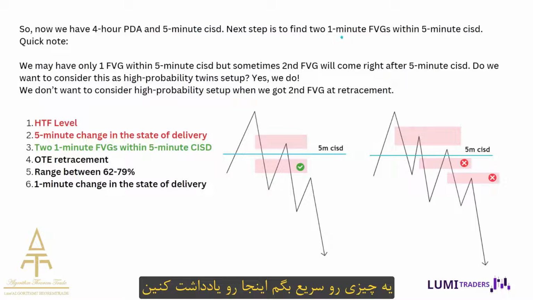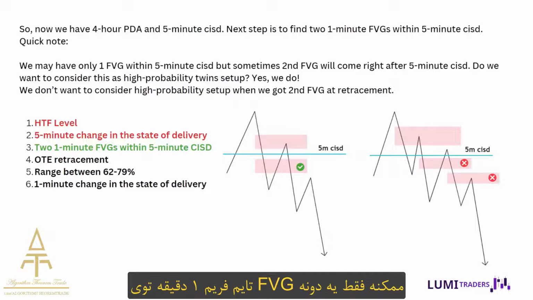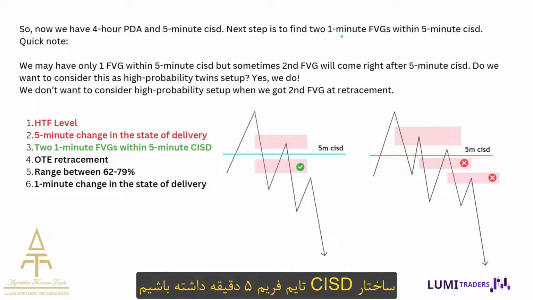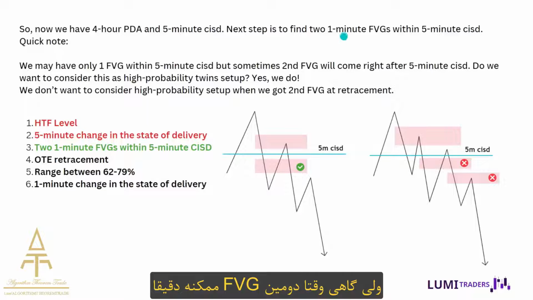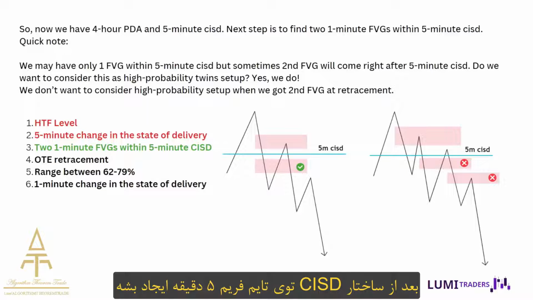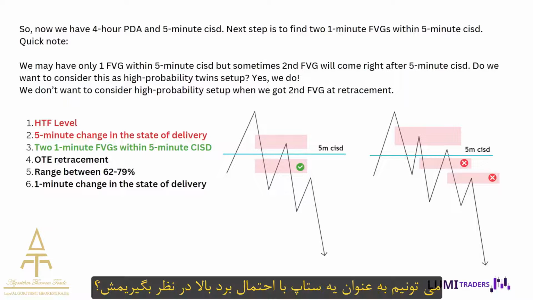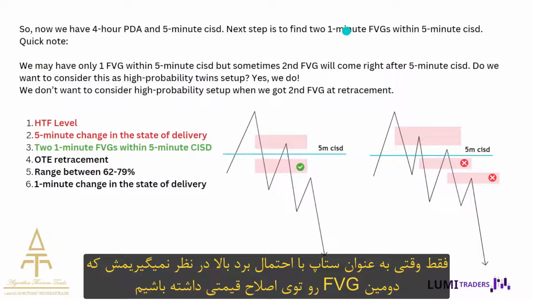Quick note right here, take a note right now. We may have only 1 fair value gap within the 5-minute change in the state of delivery range, but sometimes the second fair value gap will come right after the 5-minute change in the state of delivery. Do we want to consider this as a high probability twin setup? Yes, we do. We don't want to consider it a high probability setup when we get the second fair value gap at a retracement.